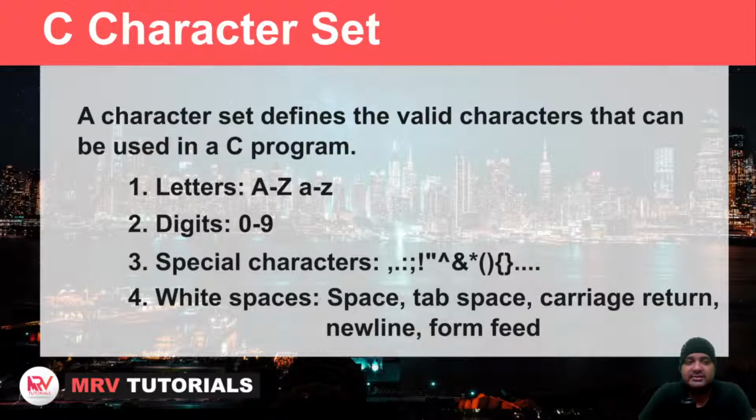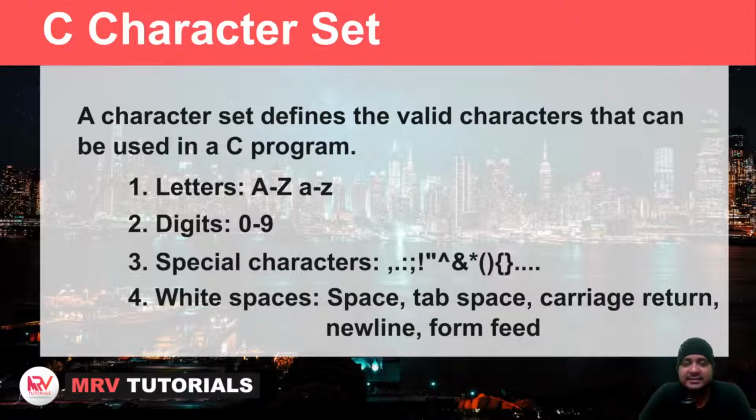What are the things you could use? The first thing is your alphabets, which we call letters. Starting with A to Z and small a to z, which means both uppercase and lowercase, you could use all the alphabets in both cases inside your program. We know that C is a case sensitive language. A capital A is different from a small a. So while writing a program, make sure you are writing things in the proper case.